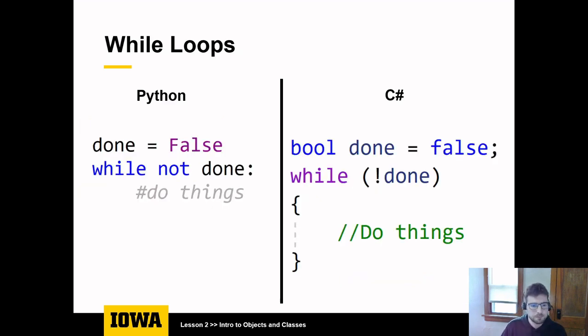Okay, while loops, similar story here with the parentheses. So we have to wrap our while loop's condition in parentheses. But for example, in Python, we have this not keyword. We can say while not done, we want to execute the instructions in this loop. In C# we don't use the word not, we use this exclamation point. But it reads the same either way. While not done, we want to do things, and the things we want to do should be placed in these curly braces here.